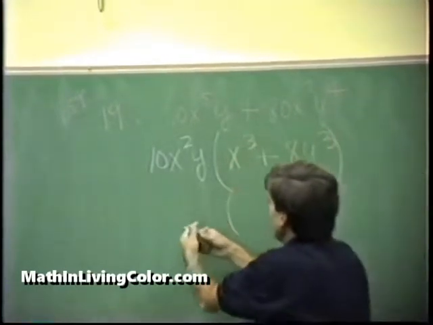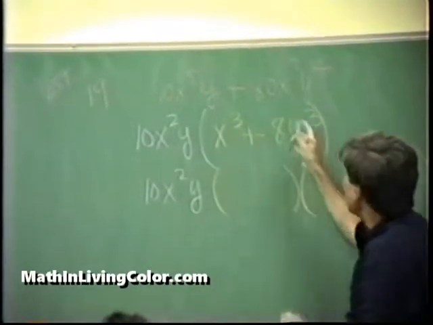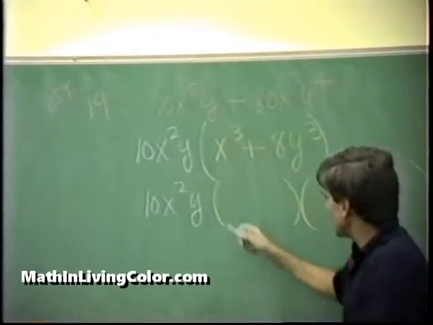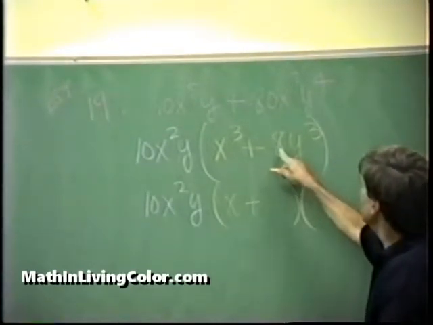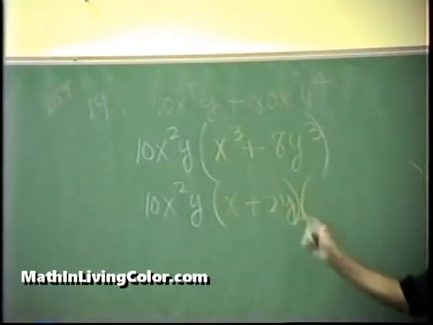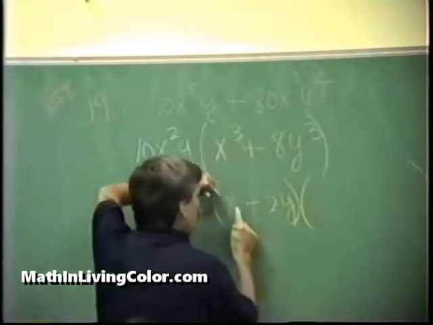And you bring down the 10x squared y. Now, what's going to be left? What's going to be the first? X plus 2y. X, okay, we got an x, and plus, and this would be 2y. X plus 2y. Now, I want you to use the binomial to build the trinomial. Negative 2xy.